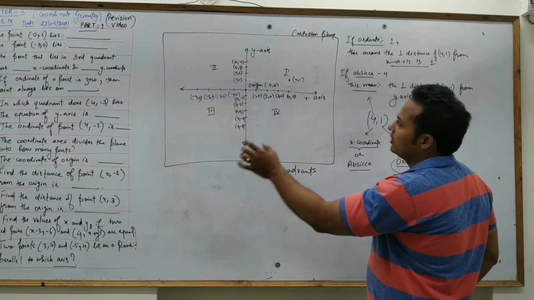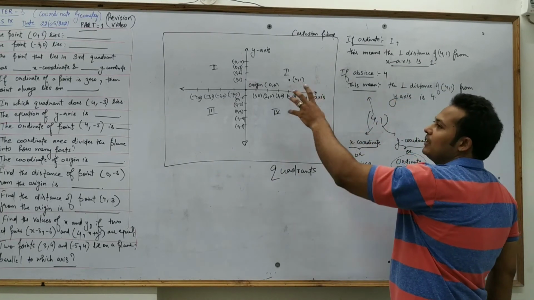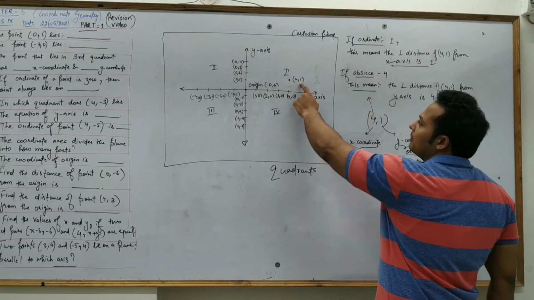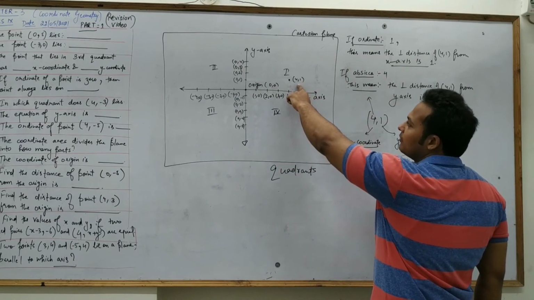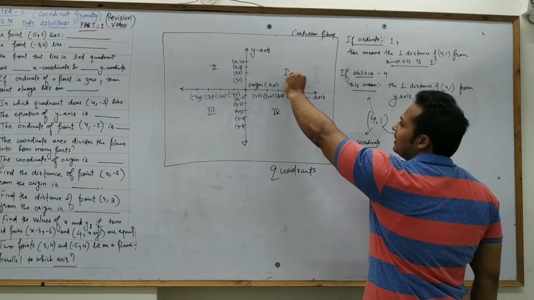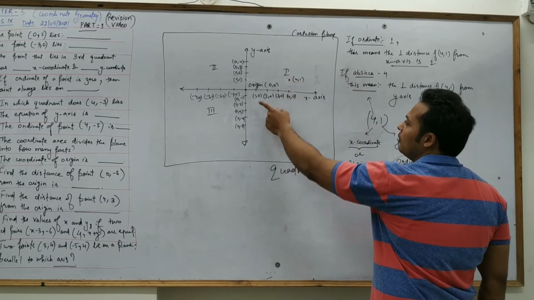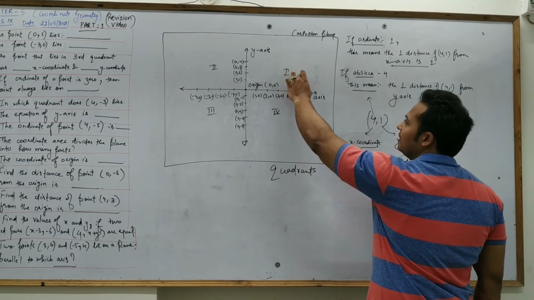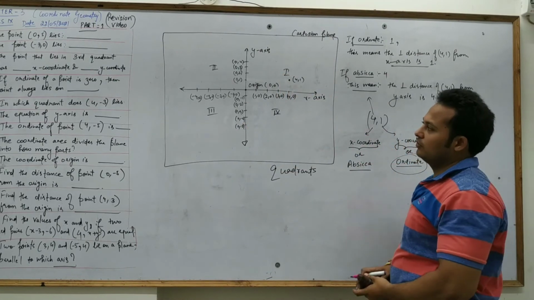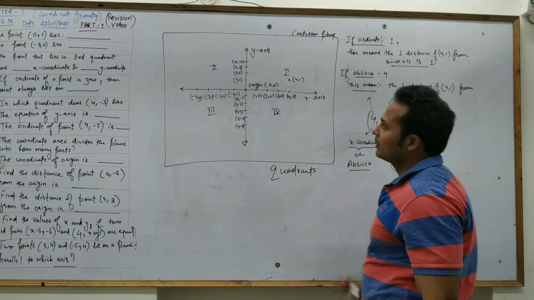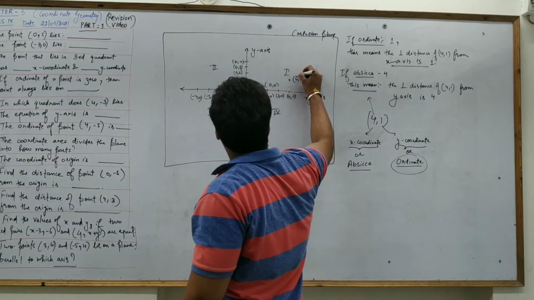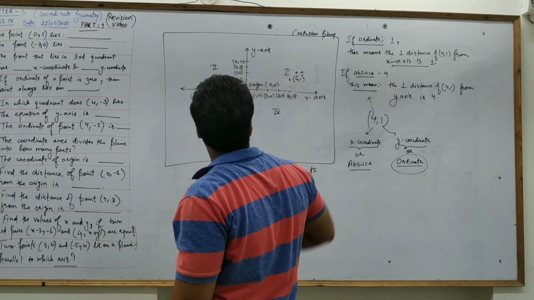Okay, so if in the question you are given a point and you are asked the perpendicular distance of this point from the y-axis, you will write the x coordinate, and if you are asked the perpendicular distance from the x-axis, you will write the y coordinate, or simply the ordinate. Okay bachche, so in the first quadrant it has both its x and y coordinates positive.